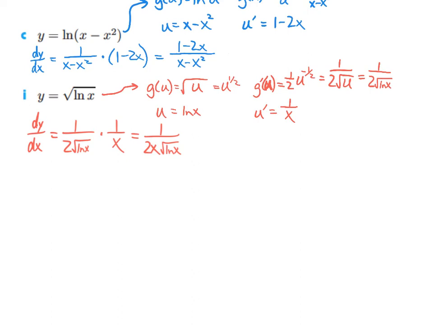By the rule, if it was ln of like 7, it would be 1 over 7? No, if it were ln of 7, that's a constant. The derivative of a constant is 0.